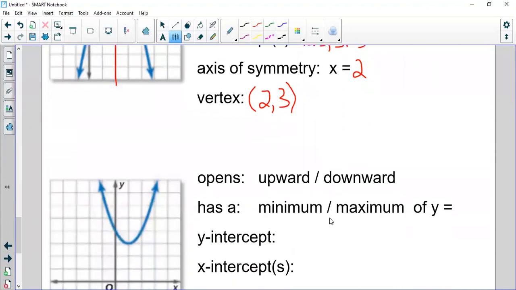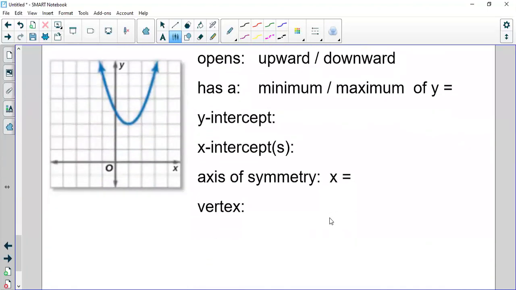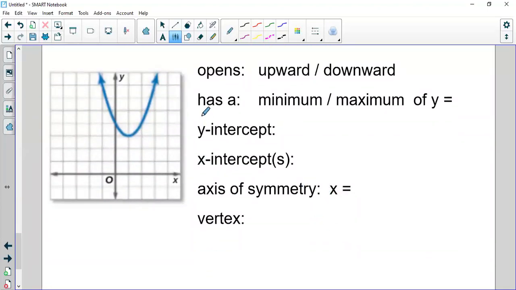And last but not least, quick visual. This parabola opens upward, which means it has a bottom, a minimum value of y equal to 1, 2, 3. Has a y-intercept right there. Y-intercept is above the minimum. So the y-intercept is 4.